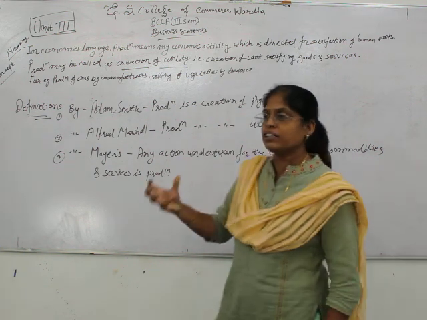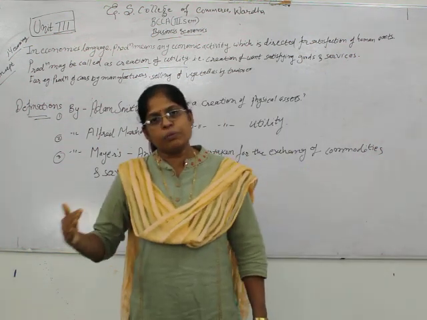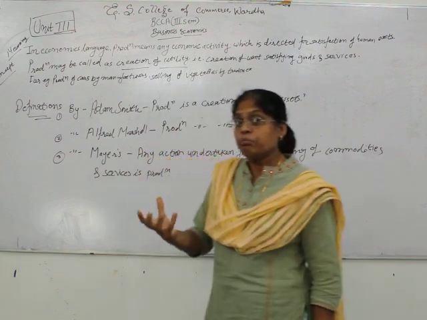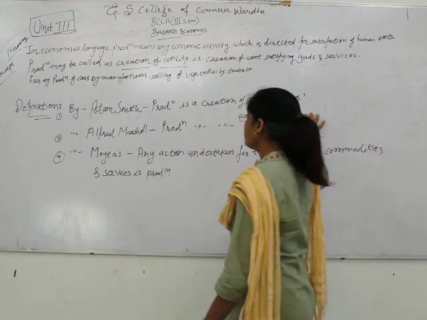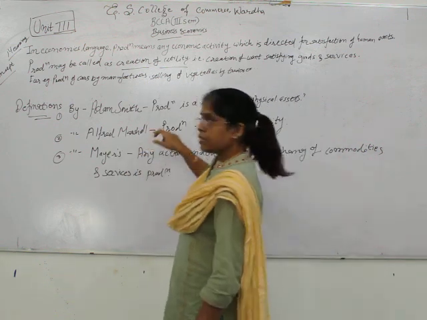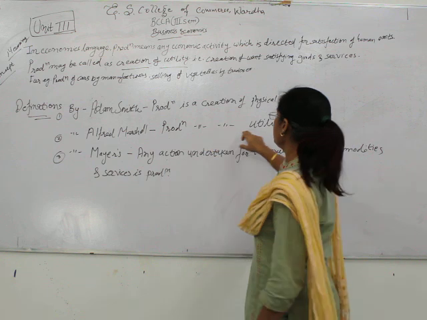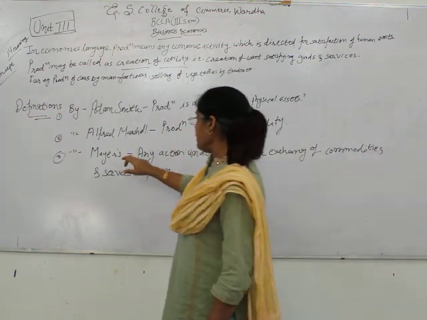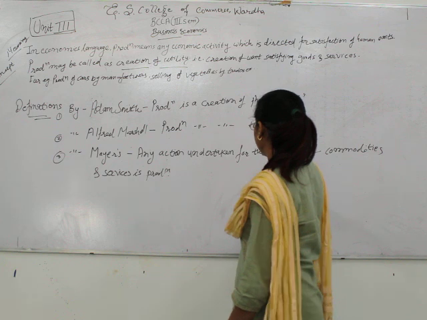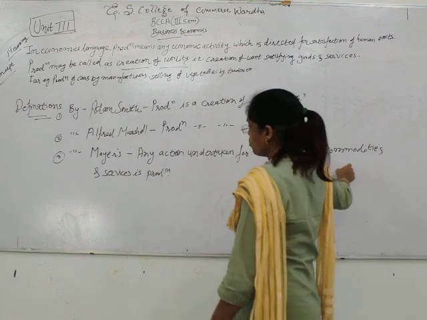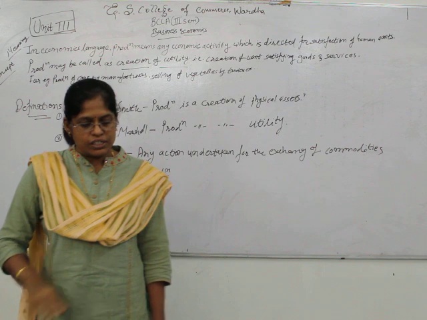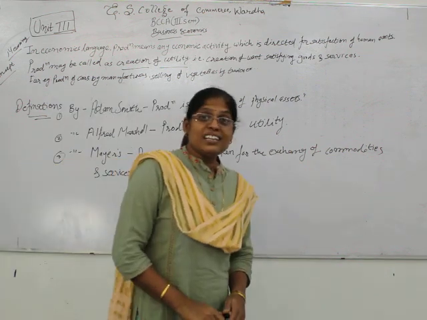Because once you buy the product, once the consumer is purchasing commodities, goods or products, then it becomes a physical asset for him. Then second is Alfred Marshall. What he says, again, production is a creation of utility. Then third, Mayer says any action undertaken for the exchange of commodities and services is production. So in short, what is the meaning of production? Production is a creation of utility.